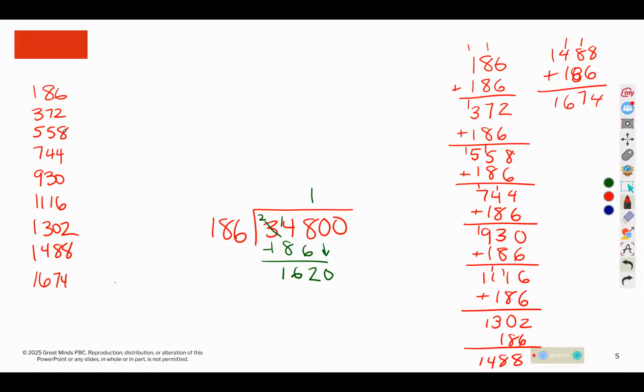So that's 1, 2, 3, 4, 5, 6, 7, 8 that fit in there. And the eighth one is 1,488. I'll have to regroup. 10 minus 8 is 2. That became 1. I'll regroup again to turn it into 11. 11 minus 8 is 3. 5 minus 4 is 1. And 1 minus 1 is 0.